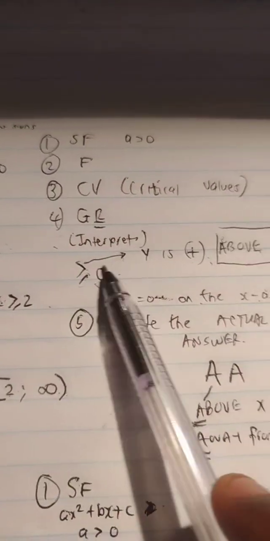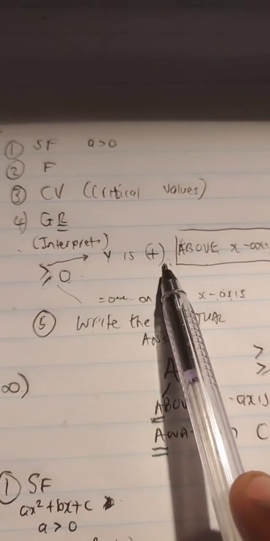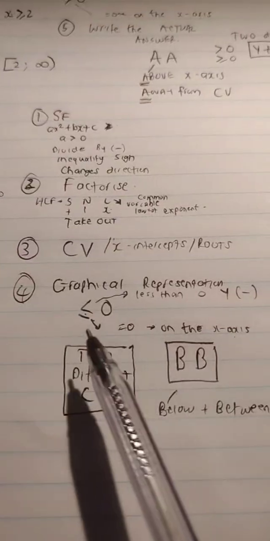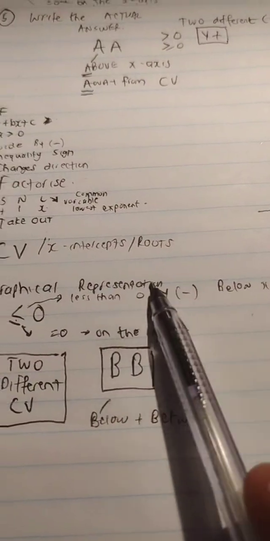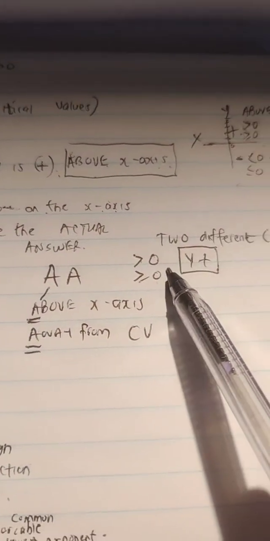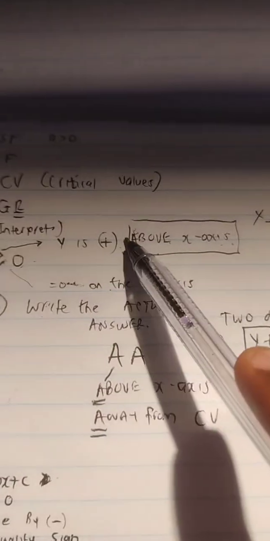Okay, greater than 0 means where y is positive. Less than 0 means where y is negative. Okay, let me say that again. Greater than 0 means where y is positive. And where is y positive?